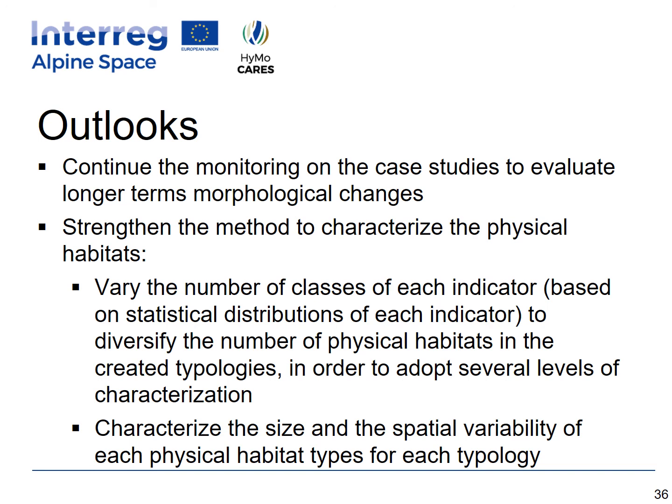For this, we have considered varying the number of classes chosen for each indicator in order to have more or less physical habitat types in the created typologies. This number of initial classes should be designed thanks to the statistical distribution of each indicator. The created typologies could then be further analyzed in terms of size of each physical habitat type and their spatial variability.